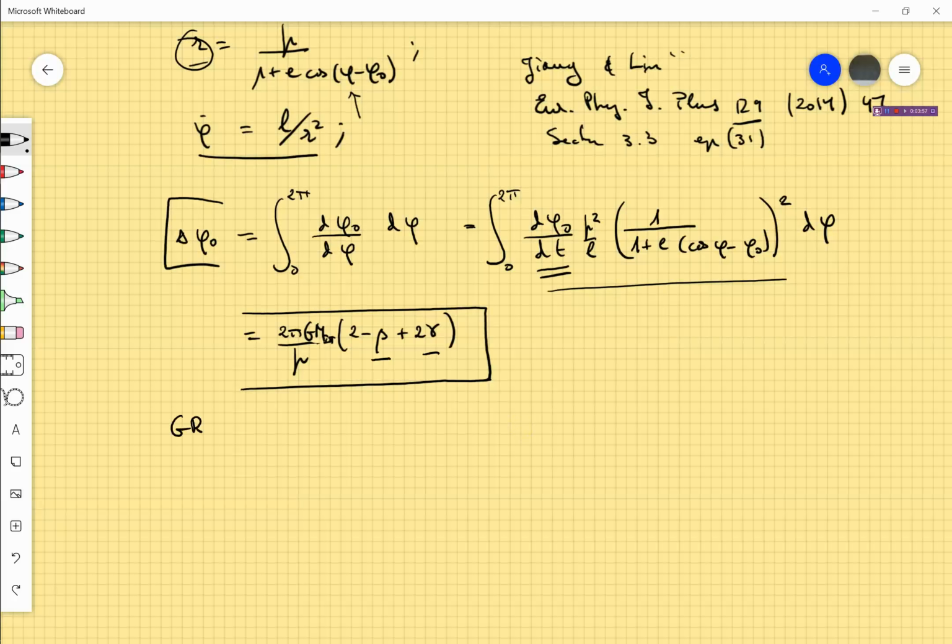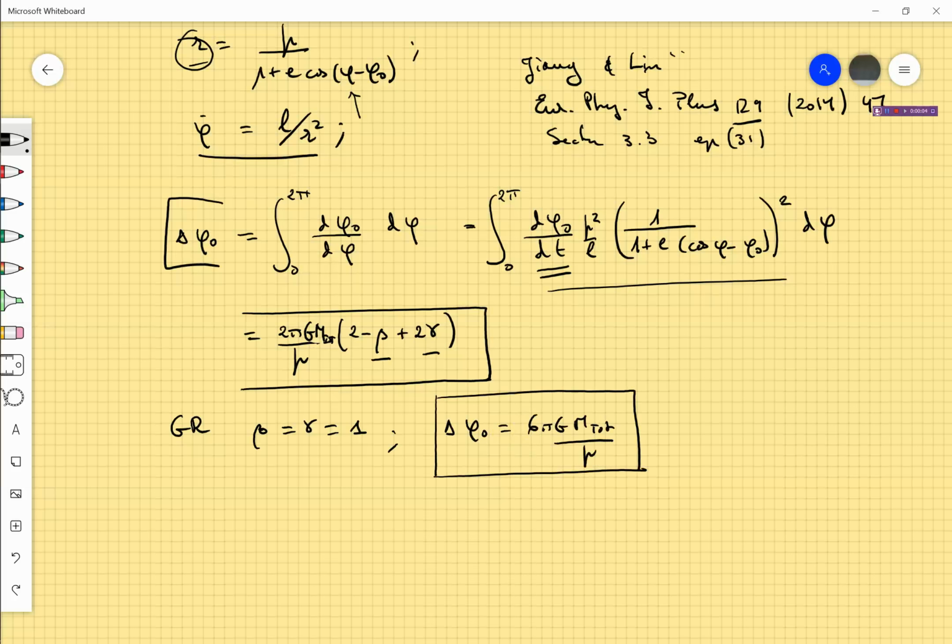Remember that in general relativity, beta and gamma are equal to 1, so delta phi 0 is just 2 pi G m total divided by p, and 2 plus 2 minus 1, this is 3, so this is 6. Now you can compare this result with the one we obtained in a previous section. Okay.